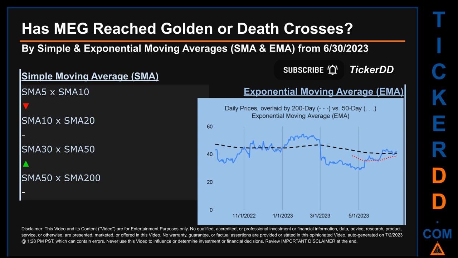Continuing with SMA, we looked across the 5 to 10, the 10 to 20, and the 30 to 50-day ranges to see if golden and death crosses had been reached. We found a golden cross signal for the 30 to 50. We found a death cross signal for the 5 to 10. We could find neither a golden cross nor a death cross signal for the 10 to 20 and the 50 to 200.